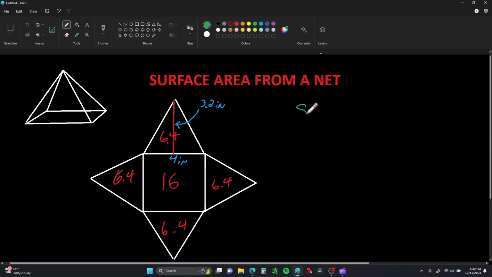So now to find the surface area, I'm just going to add all of those together. So I have 16 and then 6.4. We can do 6.4 times 4. There's 4 triangles. Gives us 25.6. Now the surface area here is 41.6 inches squared.